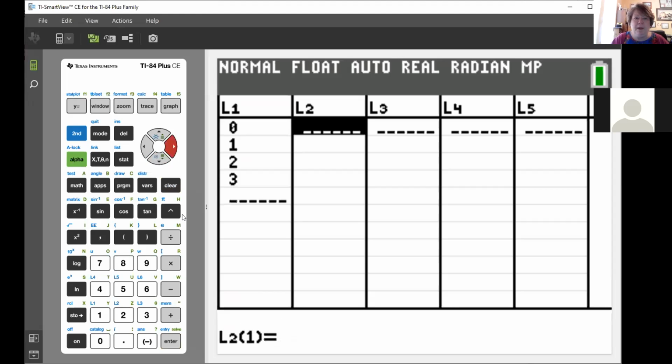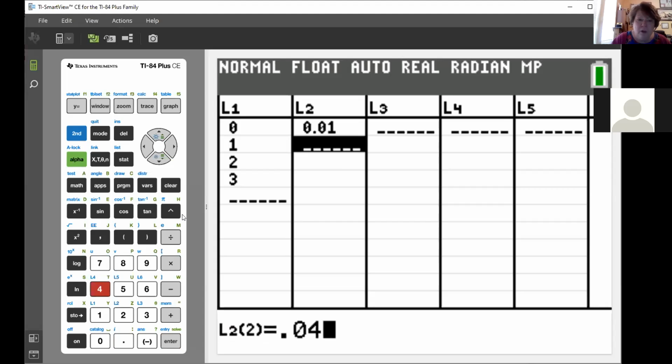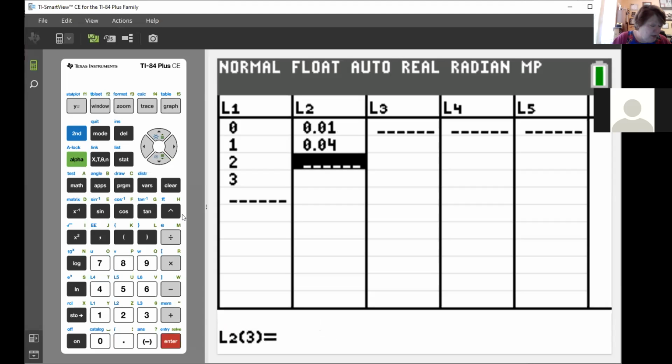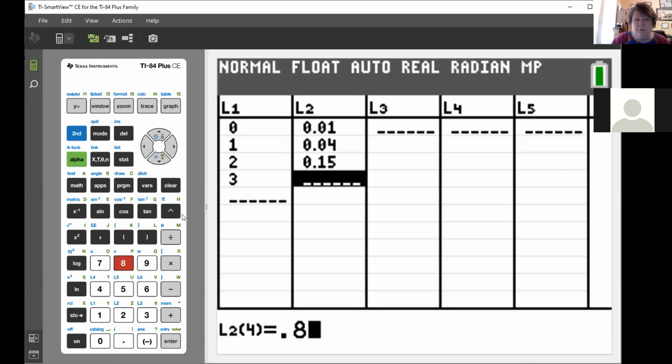Okay, then what was the probability that she attended no days a week? That was 0.01. And 1 day a week was what, 0.04? 4% of the time she attended once a week, 15% of the time she attended twice a week, and then 80% of the time she attended all 3 days a week.